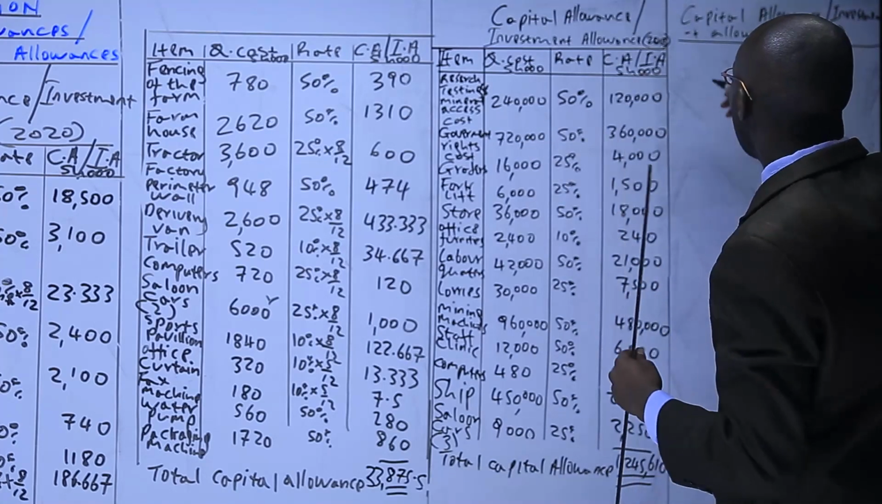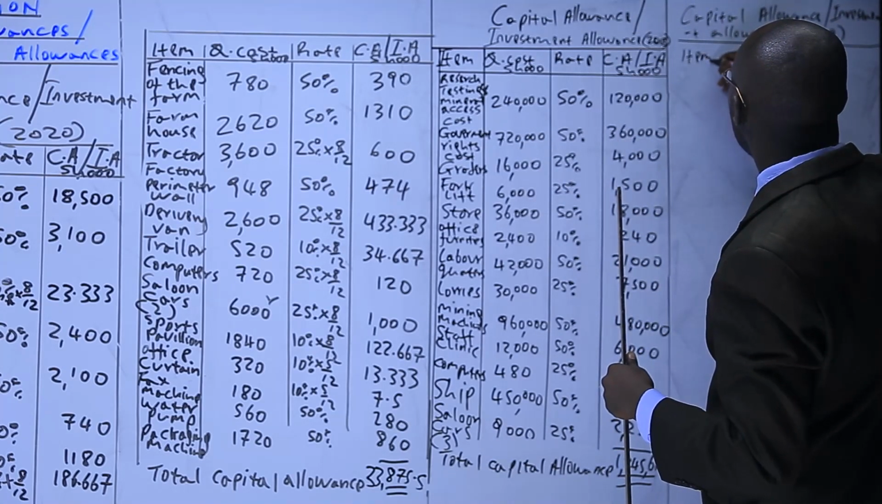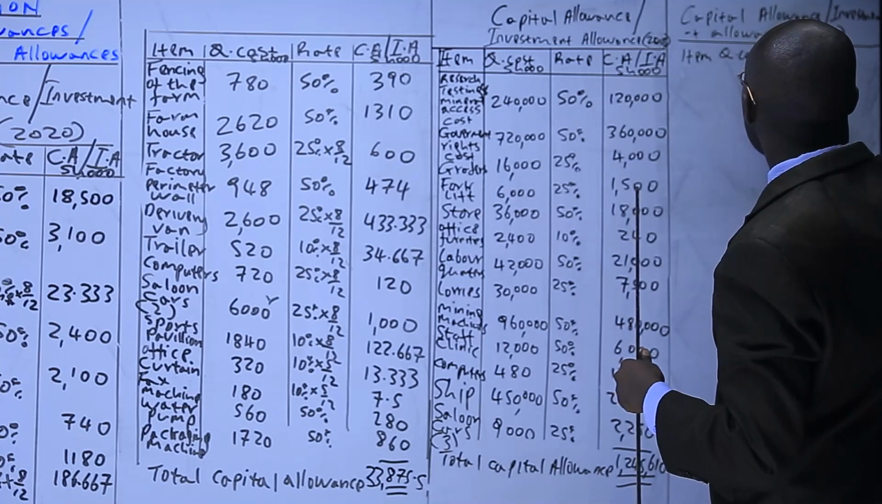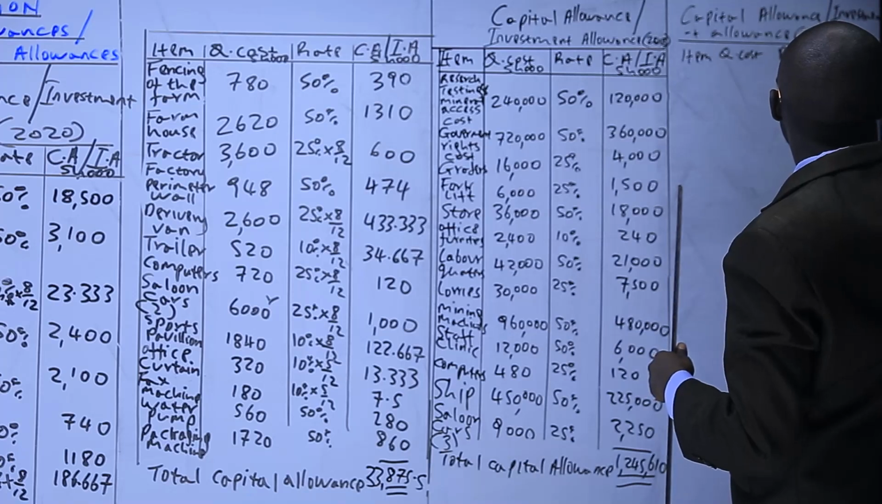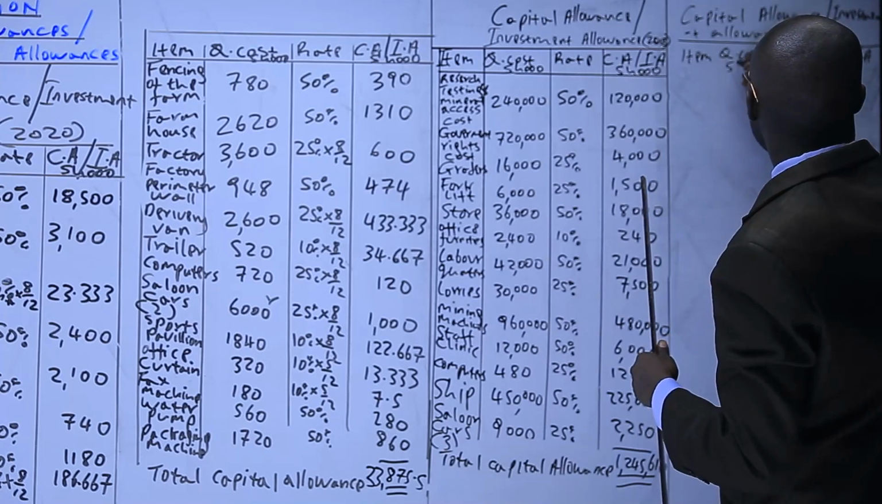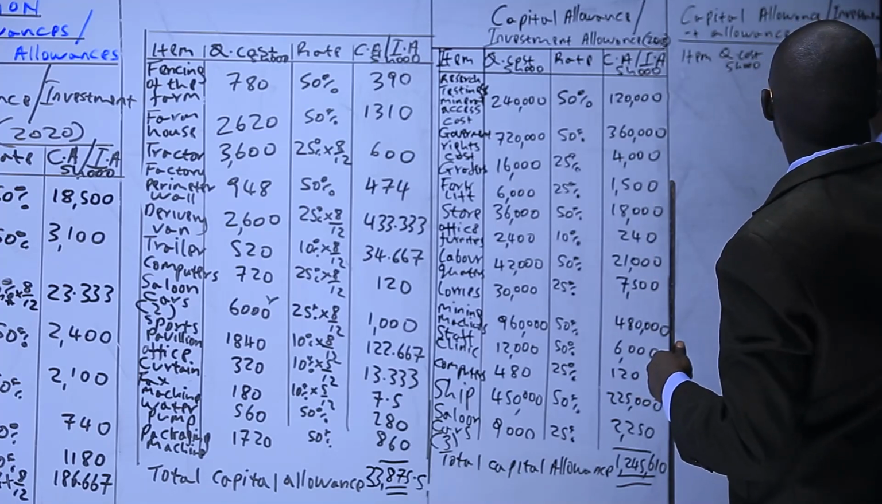So again, we'll have the item, qualifying costs, the rate, and the capital allowance or investment allowance. These are in shillings thousand.